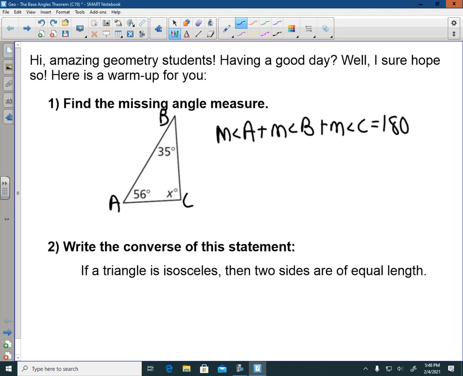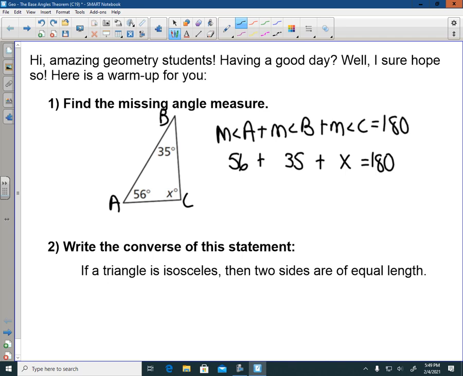Now, you could do that. You could also just take 56, add it to 35, the measures of A and B, and then subtract that number from 180. That's okay. What I'm trying to do with translating the theorem to a usable equation is build good habits. So that's why we do it that way. So the measure of angle A is 56 degrees, and the measure of angle B is 35 degrees. And to that, you're going to add the measure of angle C, which all we know about it now is that we're calling it x, and that's going to equal 180. And now we've gone from theorem to usable equation to actual equation.